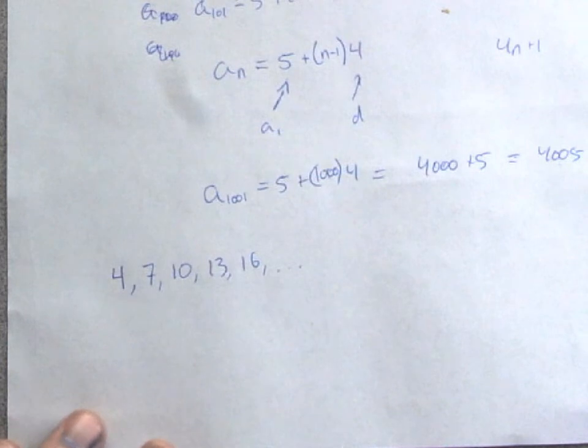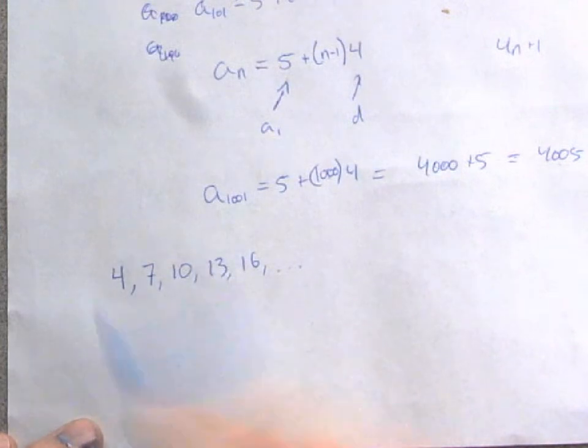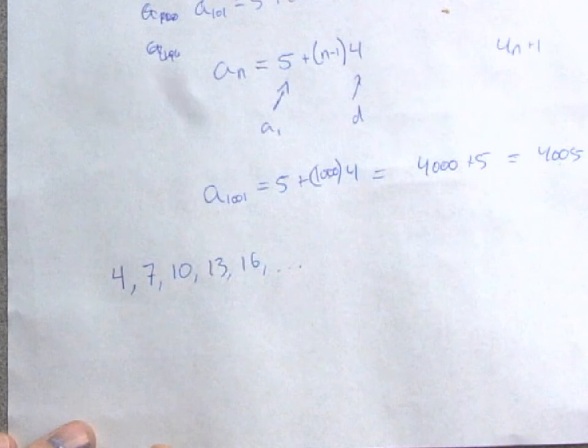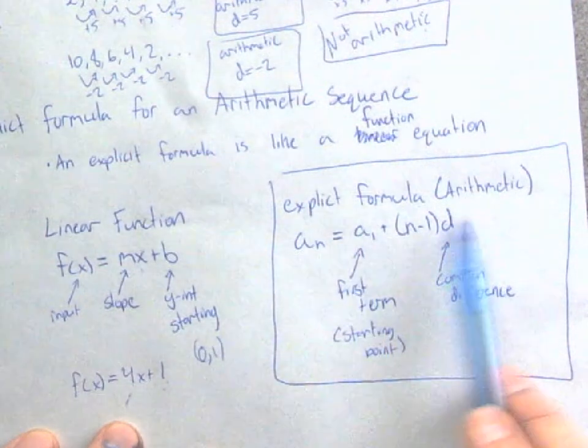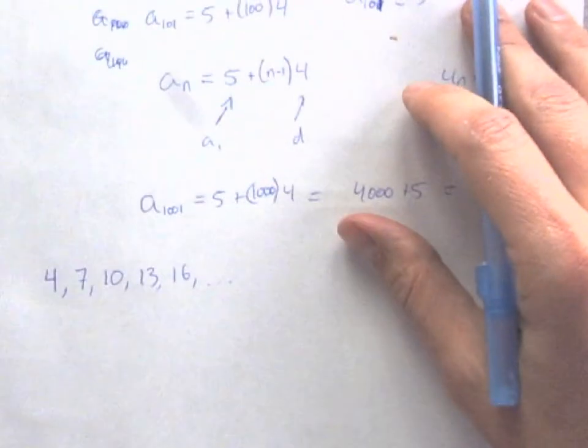Okay? So what we want to do is we want to write an explicit formula. We want to write an equation, basically, for this sequence to represent this pattern. Okay? So we use this as a template. All we got to do is take this thing, and we replace this guy and this guy. So let's write it out, and then let's replace what we need to.